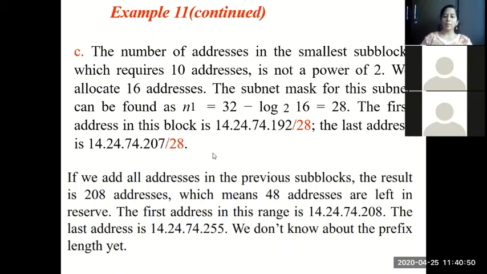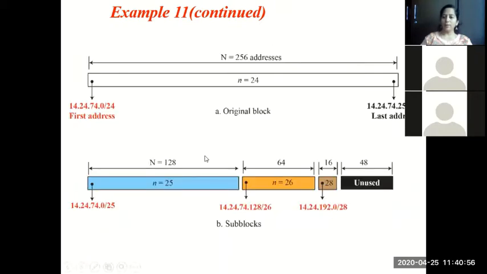Bits, maybe. So this is how you do the address allocation in an organization. I hope this is clear. Do you have any doubts? So the same thing is shown diagrammatically here.